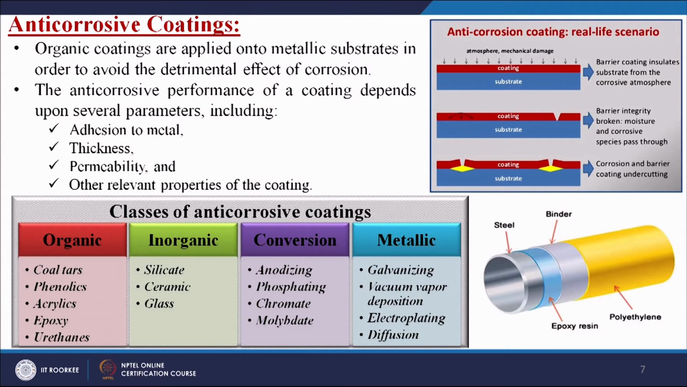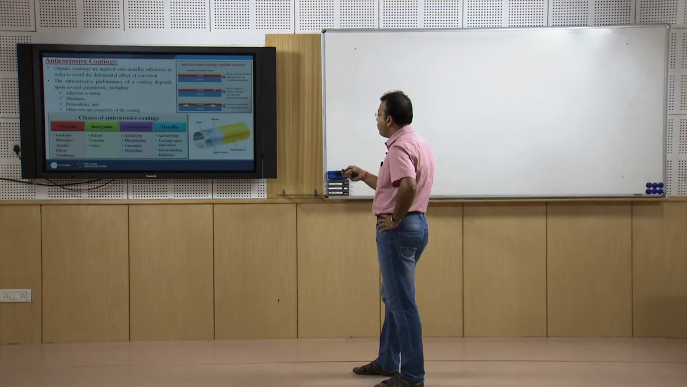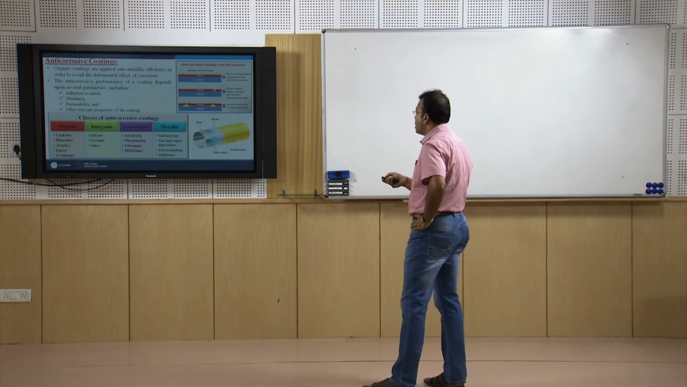So, classes of anti-corrosive coatings: generally organic types are coal tars, phenolics, acrylics, epoxy and urethanes. Inorganic types are silicate, ceramic and glass. Conversion coatings are anodizing, phosphatizing, then chromate and molybdate. And the metallic coatings are galvanizing, vacuum vapor deposition, electroplating and diffusion. So, these all are the different types of anti-corrosive coatings available.